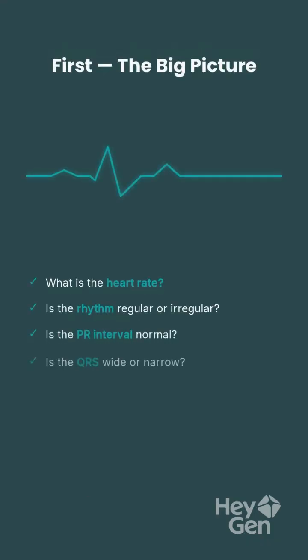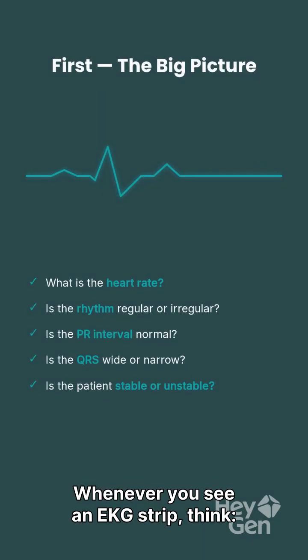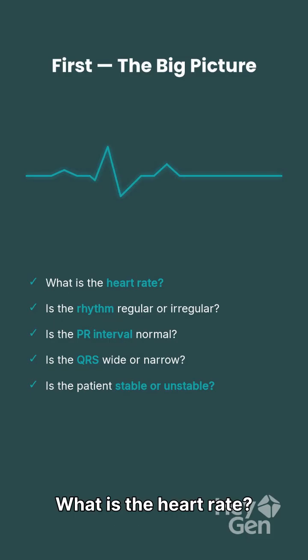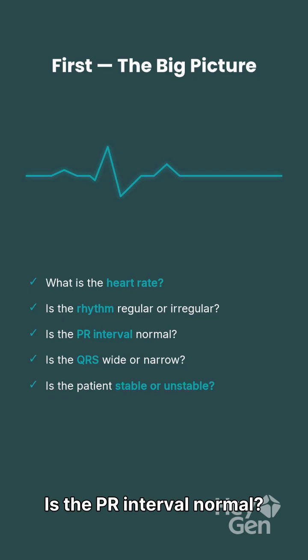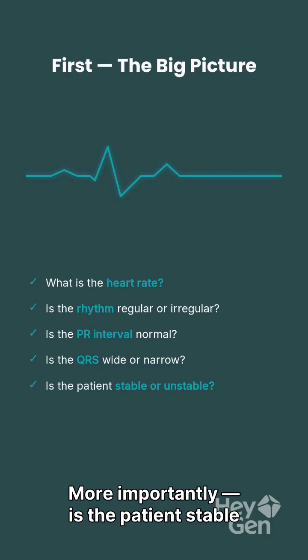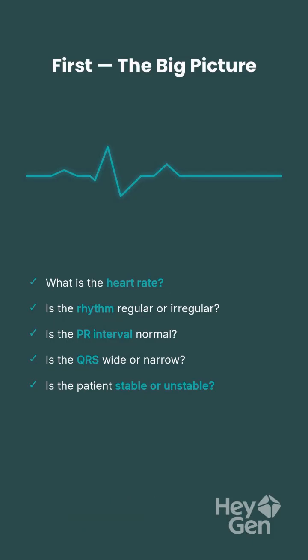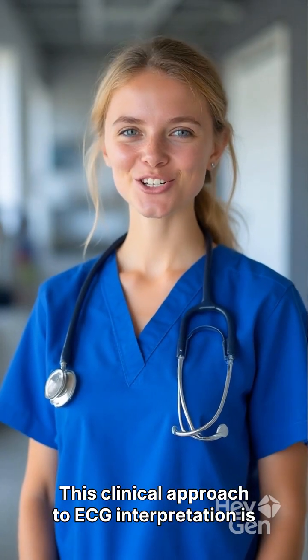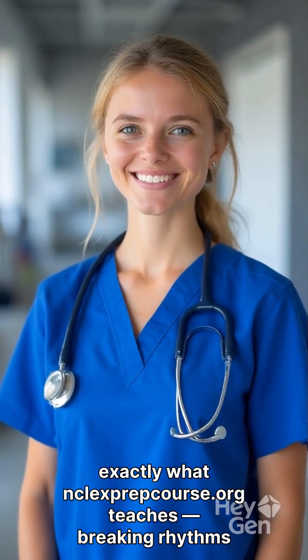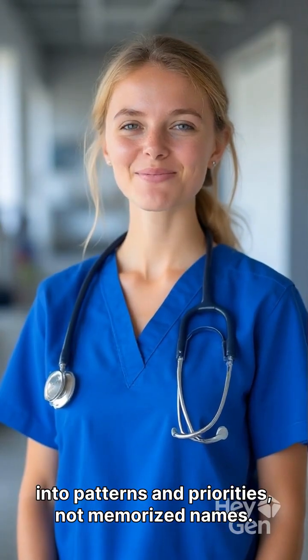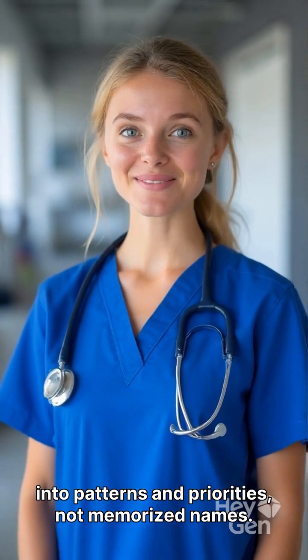First, the big picture. Whenever you see an EKG strip, think, what is the heart rate? Is the rhythm regular or irregular? Is the PR interval normal? Is the QRS wide or narrow? More importantly, is the patient stable or unstable? This clinical approach to ECG interpretation is exactly what nclexprepcourse.org teaches, breaking rhythms into patterns and priorities, not memorized names.